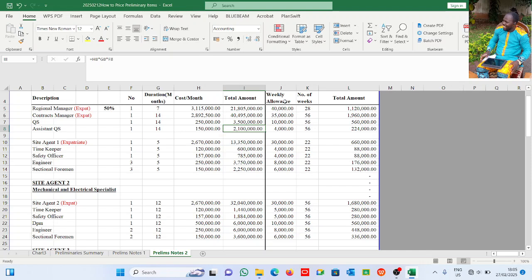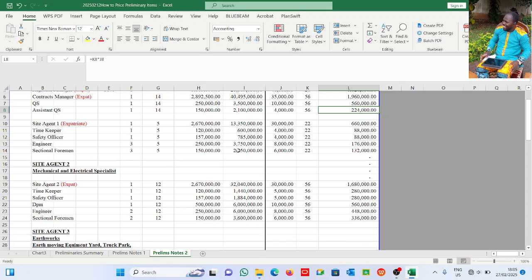Now the allowances. This regional manager is being given a 40,000 naira weekly allowance. He will be there for half the project duration, which is 28 weeks out of 56. So throughout that period, he will get 1.2 million for half the project period. The same thing goes for the contract manager, being paid 5,000 naira per week. The QS 10,000 naira per week, and assistant QS 4,000 naira per week.